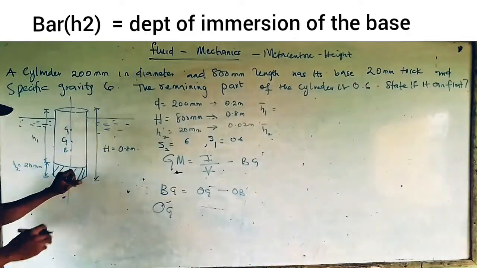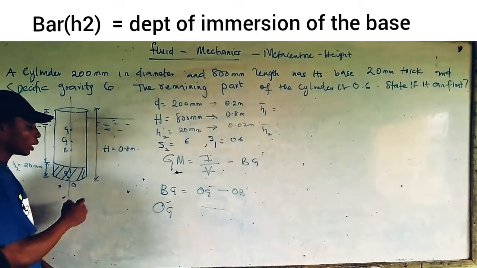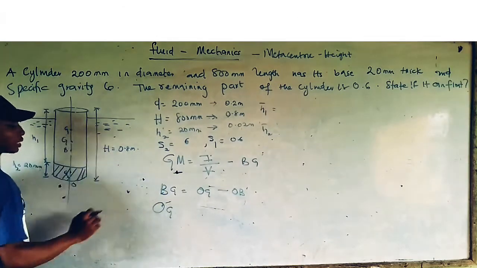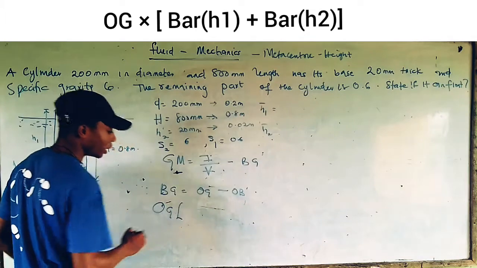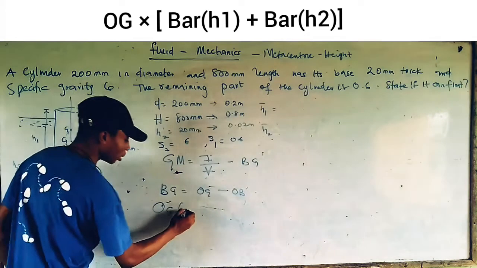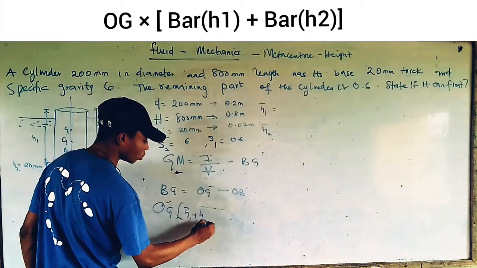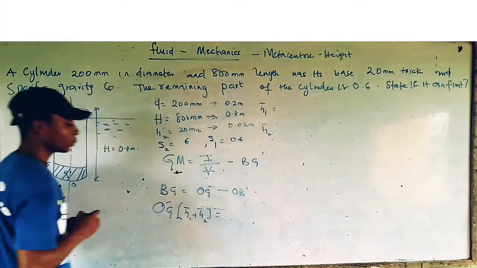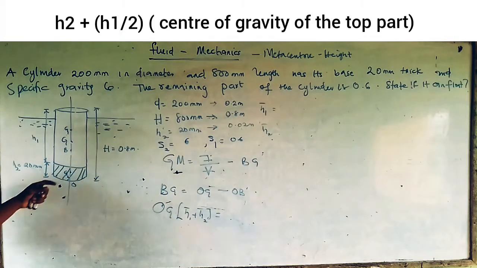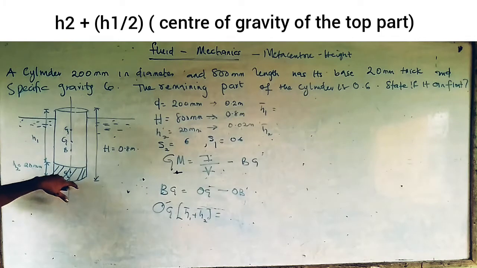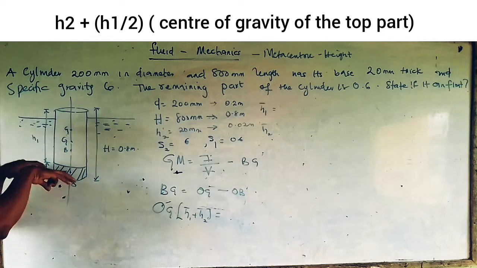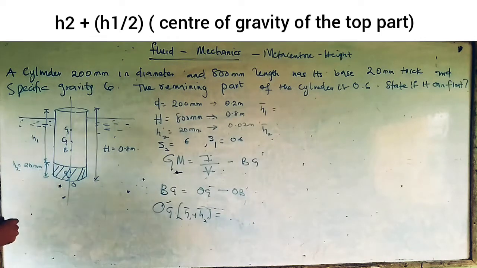which is the depth of immersion of the bottom part. So let's assume OG, which is the center of gravity, multiplied by the total depth of immersion, which is H1 plus H2, will be equal to the center of gravity of the top part multiplied by the depth of immersion of the top part. So what is the center of gravity of the top part?